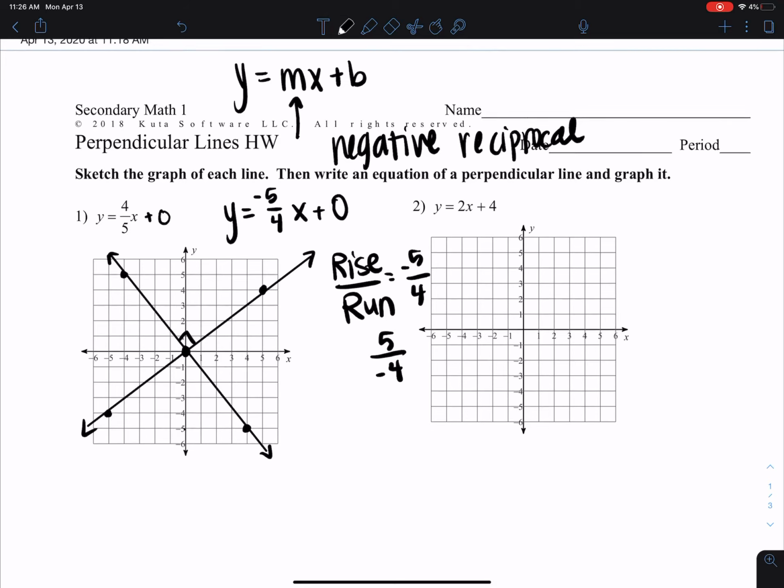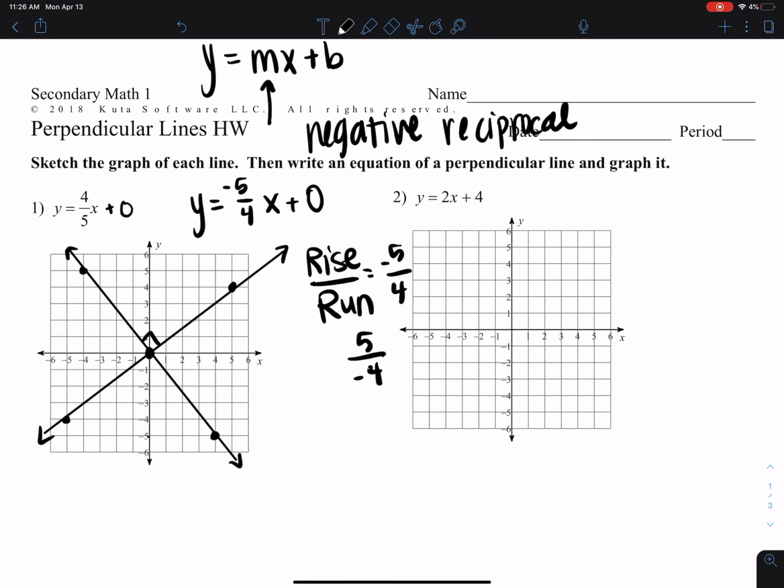On number 2, we have y equals 2x plus 4. So 2, it's not a fraction, but we can write it as a fraction, 2/1. So when we write our negative reciprocal, we flip the fraction, so we'd have 1/2, and we make it negative. If it was negative already, then we make it positive. I'm just going to do the y-intercept as the same, because it makes it easy. So we have y equals 2x plus 4, and then y equals -1/2 x plus 4. So 4 is our y-intercept.